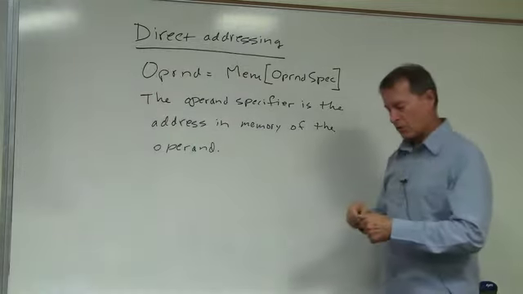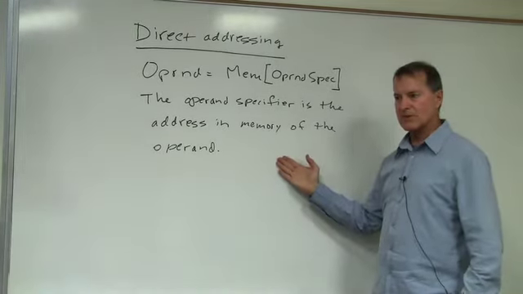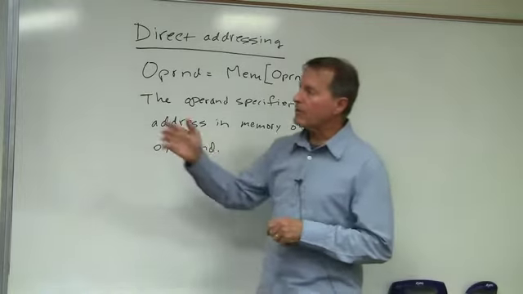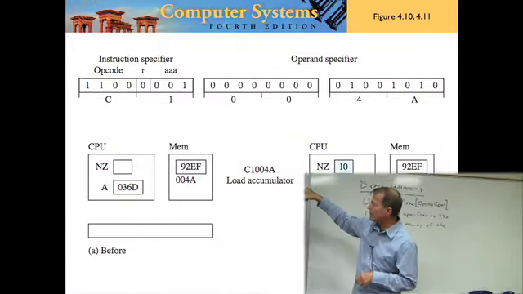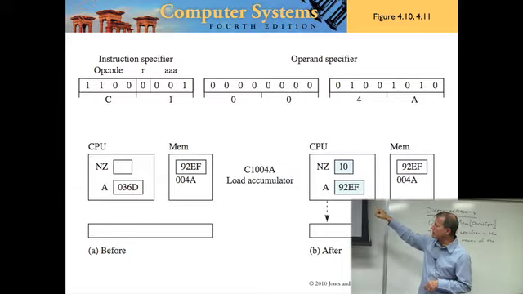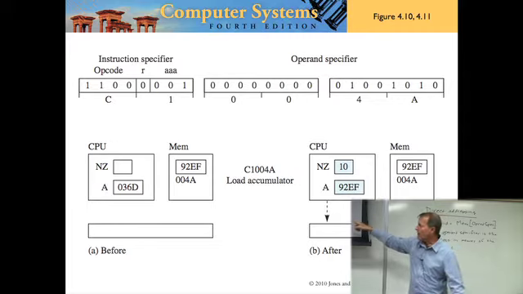So anytime you have direct addressing, this is the relationship. Therefore, when this load instruction executes, because the operand specifier is 004A, it goes to memory location 004A and takes the 2 bytes. I've shown the 2 bytes there, 92EF. What's the address of the 92?